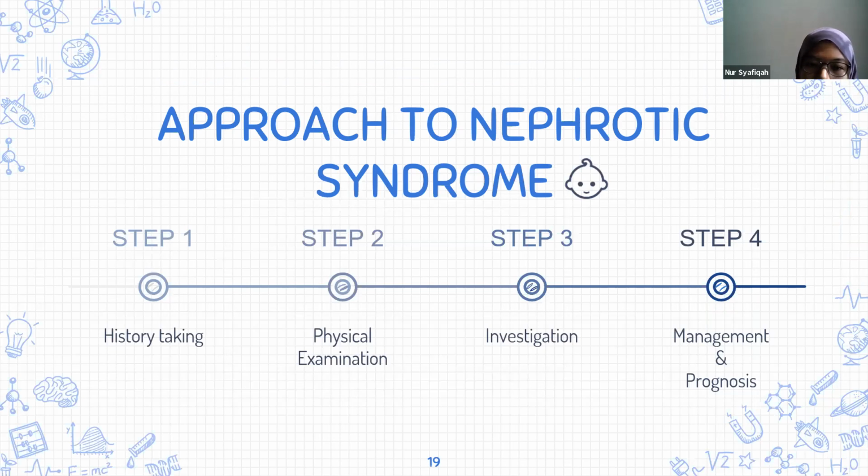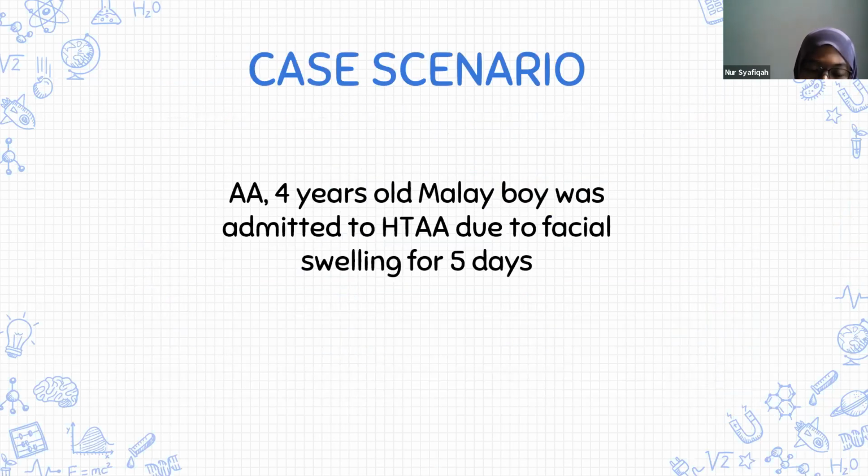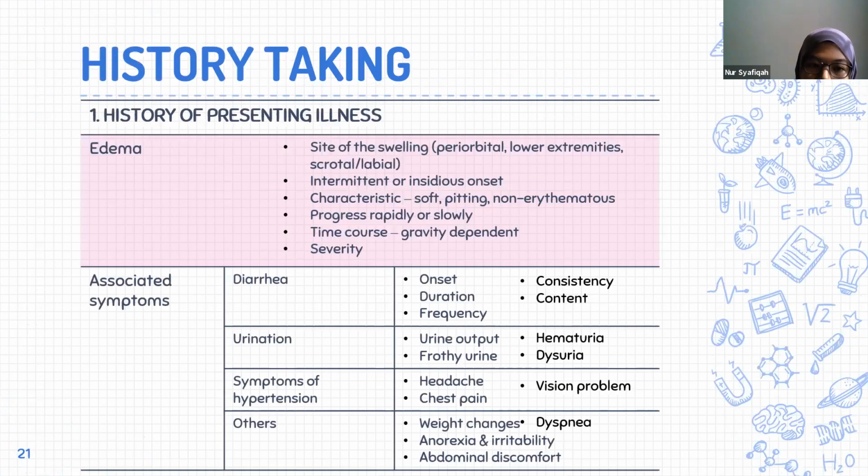So the first one, case scenario. AA, a 4-year-old Malay boy, was admitted to HTAA due to facial swelling for 5 days. For history taking, we need to know the history of presenting illness. Since he comes with edema, we need to ask further about the edema, about the site of the swelling, either it is only prominent on a certain part or generalized to the whole body. We also need to know if the edema is intermittent or of insidious onset.